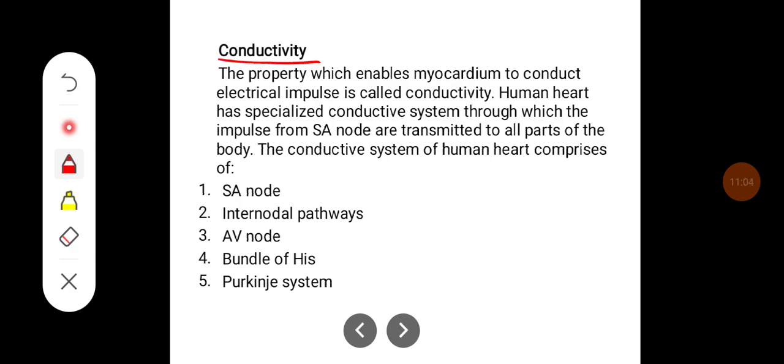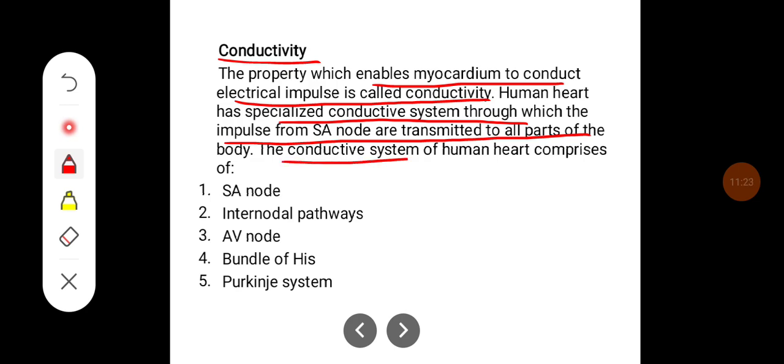Conductivity. Conductivity is a property which enables the myocardium to conduct electrical impulses. The human heart has a specialized conductive system through which the impulses from the SA node are transmitted to all parts of the heart. The conductive system of the human heart comprises the SA node, internodal pathways, AV node, bundle of His and Purkinje system.